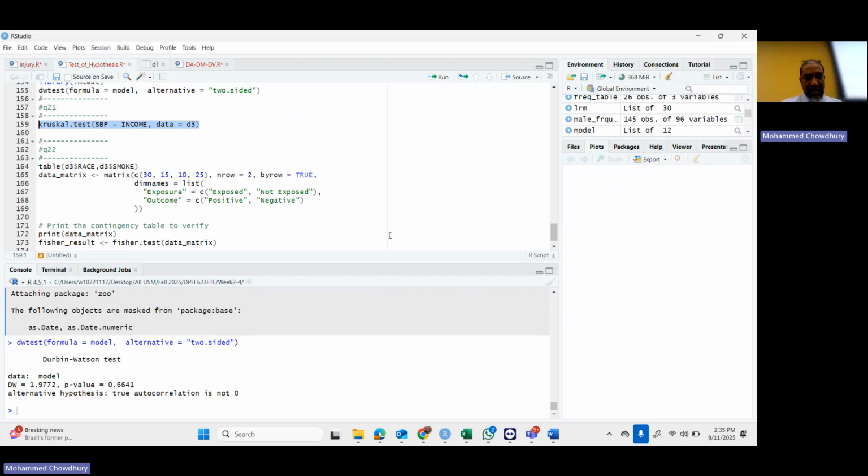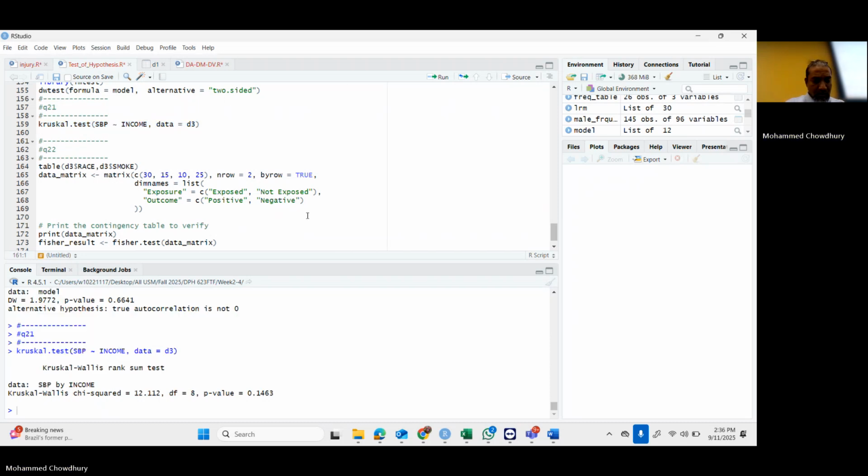They are testing whether, by 9 income groups, corresponding to each income group, there is an SBP level. Like income group 1 has an SBP, income group 2 has another SBP. I'm talking about the mean or median SBP. I want to check whether those are the same or not. That could be tested by the Kruskal-Wallis test. Okay, this is the Kruskal-Wallis rank sum test. So the p value is 0.14, so we fail to reject the null hypothesis. Okay.